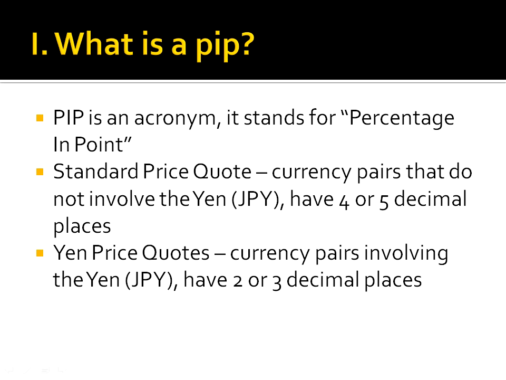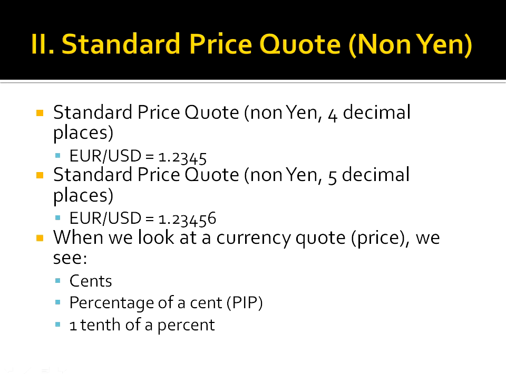What is a PIP? PIP is an acronym, and it stands for percentage in point. Standard price quote. Now this is a not Japanese yen. It's a currency pair that does not involve the yen, and it will have 4 or 5 decimal places. Yen price quotes are currency pairs that do involve the Japanese yen, and they will have 2 or 3 decimal places. Now, the 2 or 3 decimal places, the 4 or 5 decimal places will depend on the broker.